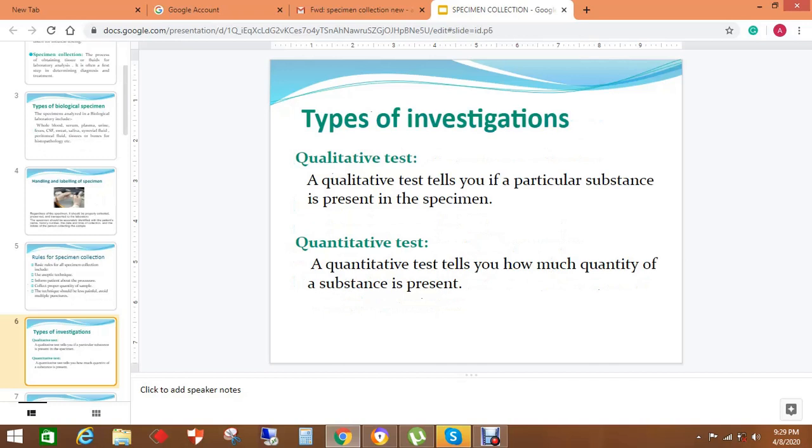So now the types of investigations you carry out on a specimen. There are two main types of investigations, which are qualitative and quantitative. Qualitative investigations, as the name indicates, will tell you if a particular substance is present in the specimen, and the quantitative tests will reveal the actual amount of substance present in the specimen.